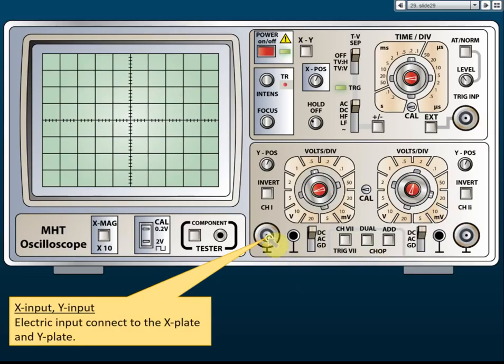Then you have the Y input. For this oscilloscope, you have two Y inputs. Just plug this to the source of electricity. Then it can measure the current and the voltage of the electricity. So usually the X input is the time base. You must remember this because it can be asked in the exam. The X input is the time base usually.